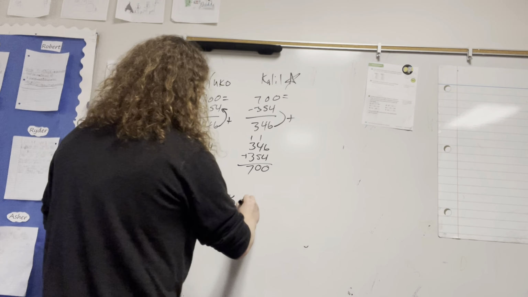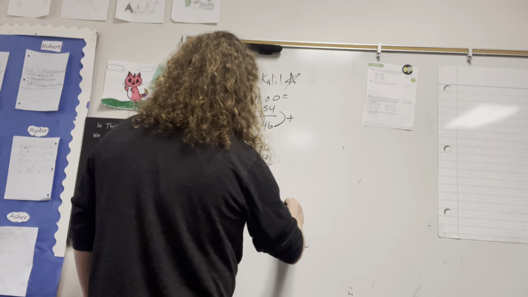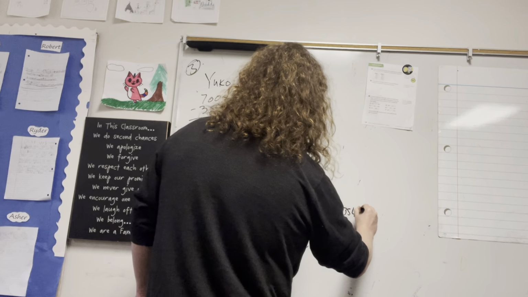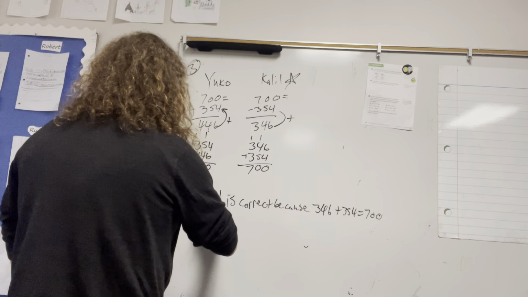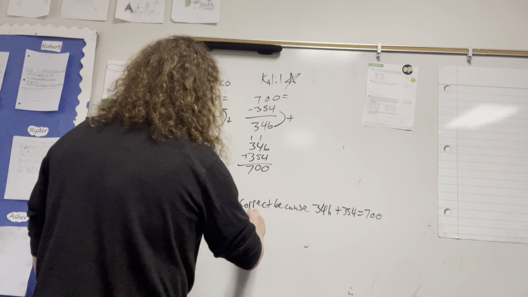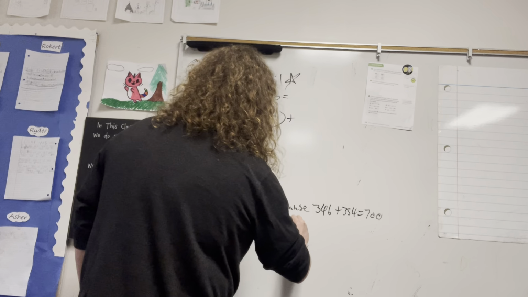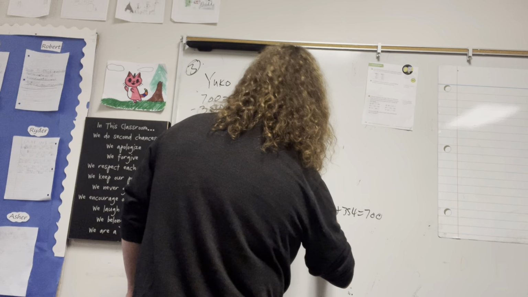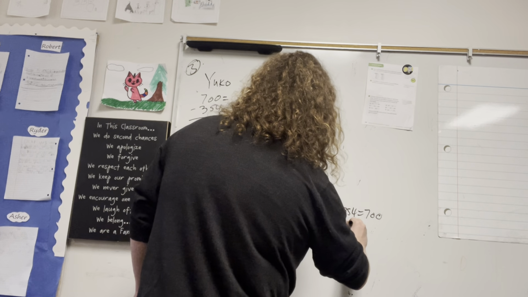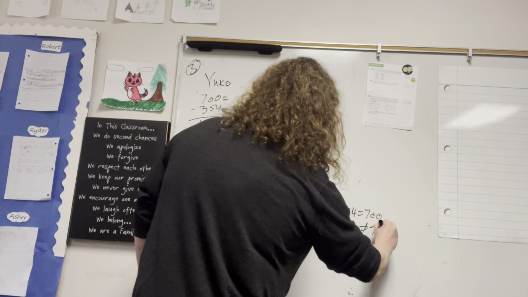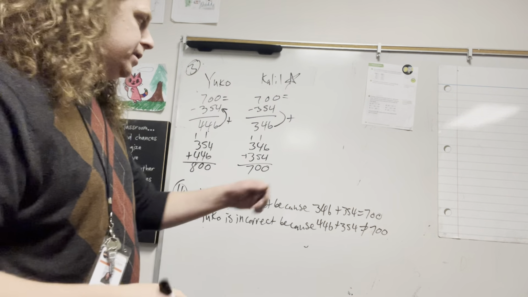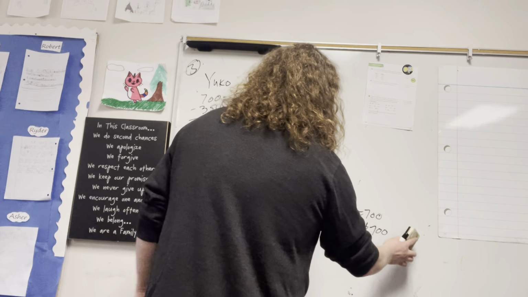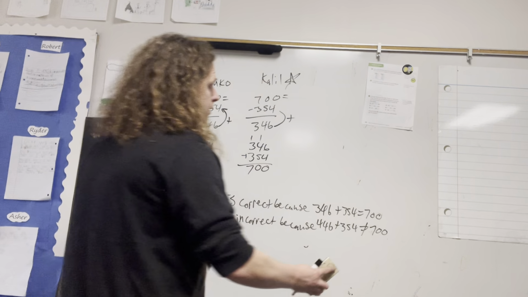Khalil is correct because 346 plus 354 equals 700. Yuko is incorrect because 446 plus 354 does not equal 700. So that's an example of an answer. Or you could say that it equals 800, which is not 700. Either way. Yeah, so that's number 4.